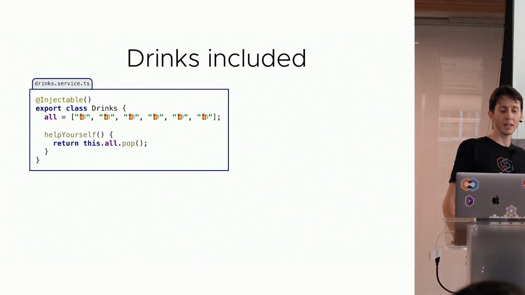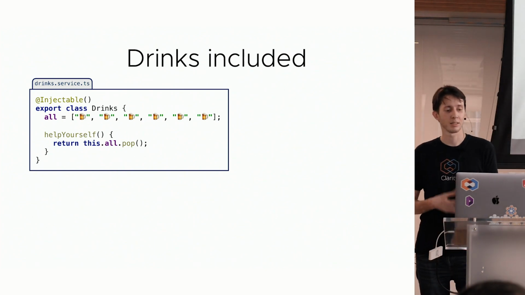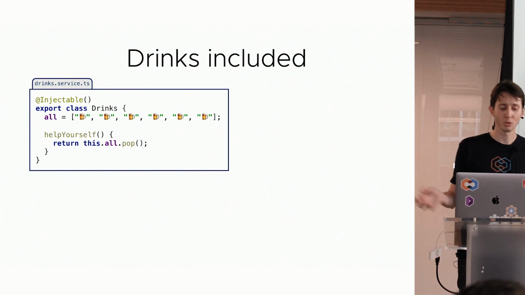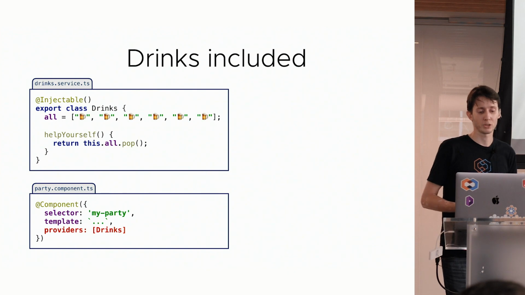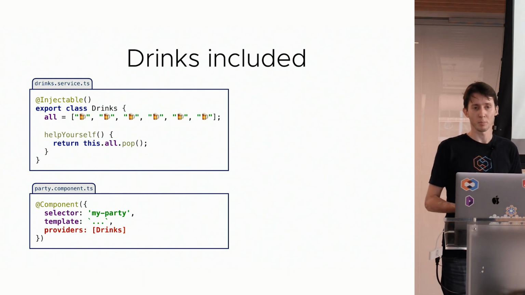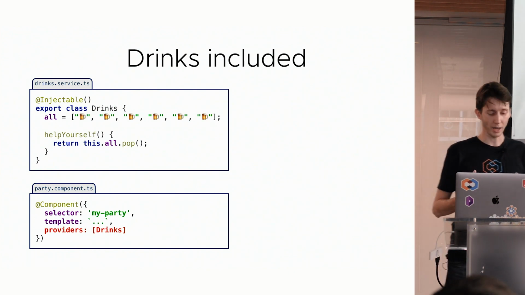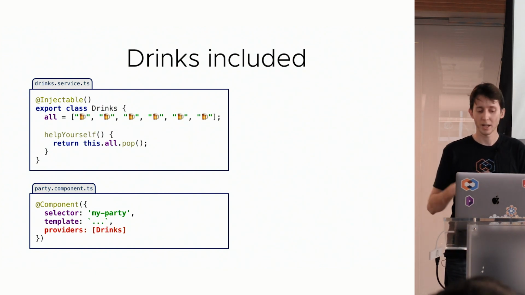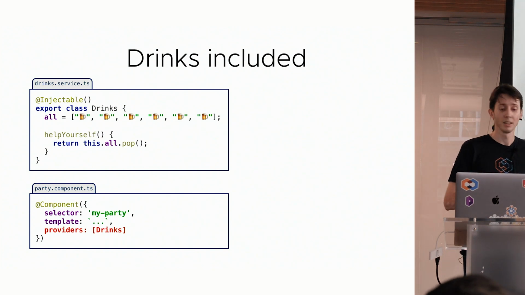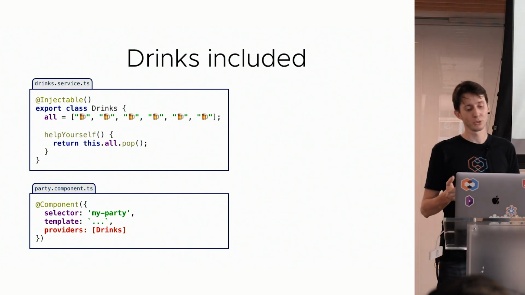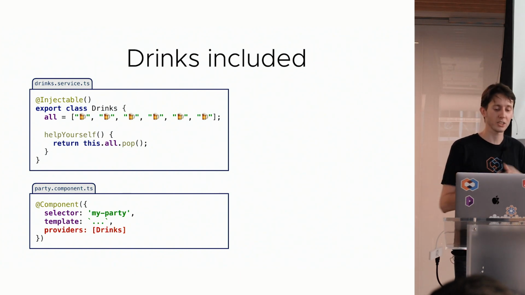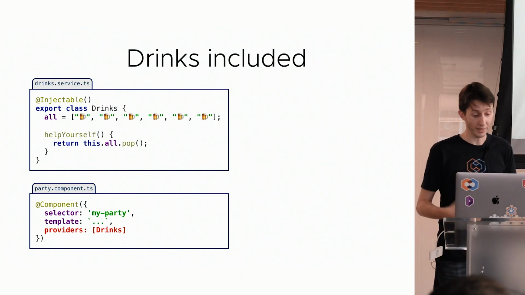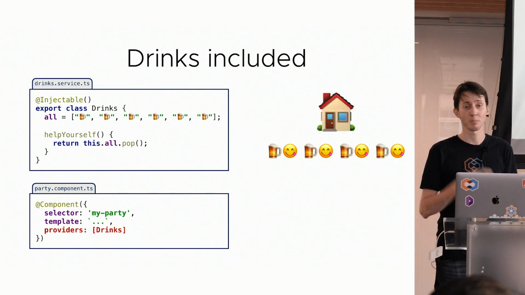Now, how do I make that drinks class, that drink service, available to all the guests at the party? Well, the first and the simplest way is just to declare a provider on my party component. I do this with that providers property here. Just give it an array, because it could be any number of providers. I tell it, provide the drinks. And so what Angular will do when someone asks for the drink service, it will instantiate it and then give it to them. And that service, that instance, is going to be shared by everyone.